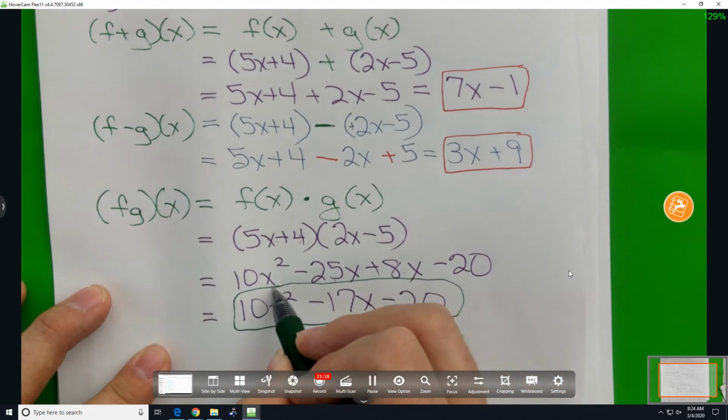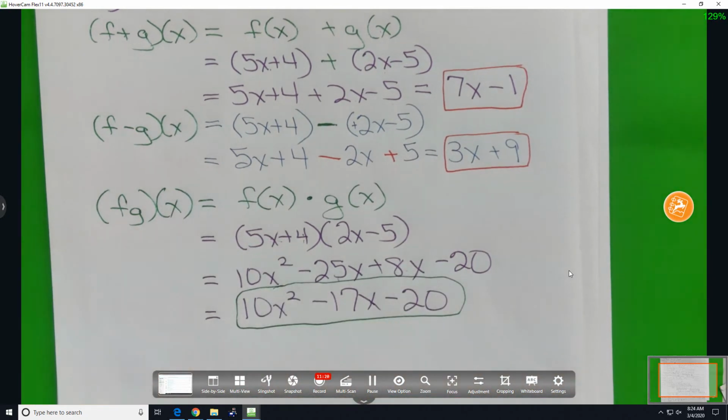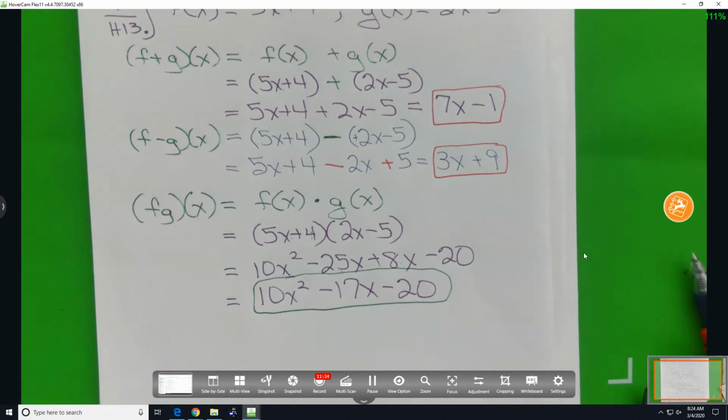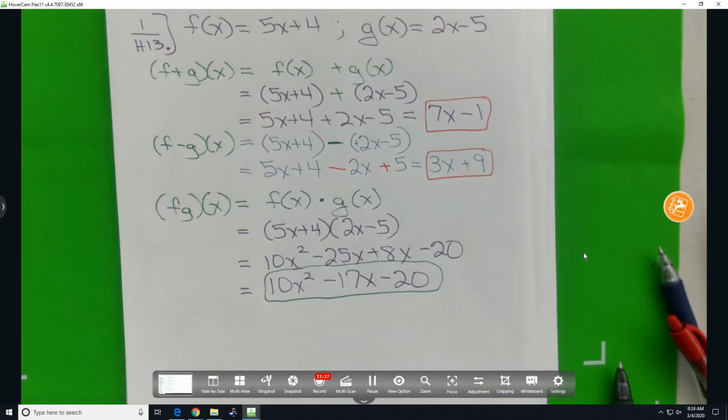To do this division, you're probably going to need another sheet of paper. Just shrink it down some, Tom. Okay, just shrink it down there. Any questions on multiplication of functions? Multiplication of functions is just algebraic multiplication.